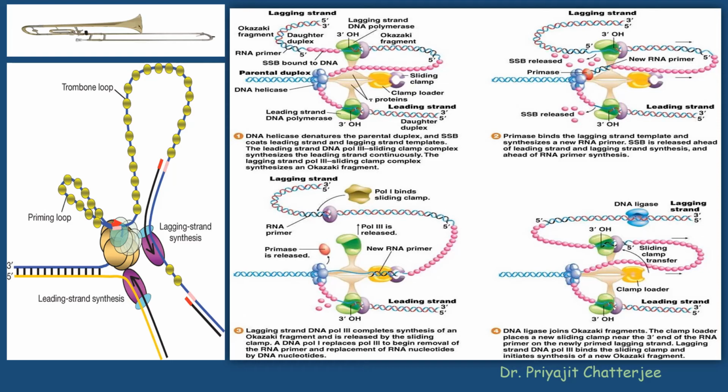Leading and lagging strand polymerases are coupled but have asymmetric properties. DNA loops predicted to be formed on the lagging strand can be observed by electron microscopy, and the lagging strand polymerase recycles to continue synthesis without dissociation from the fork. The first step here, the DNA helicase denatures the parental duplex DNA and single-stranded binding protein SSB coats the leading strand and lagging strand templates.